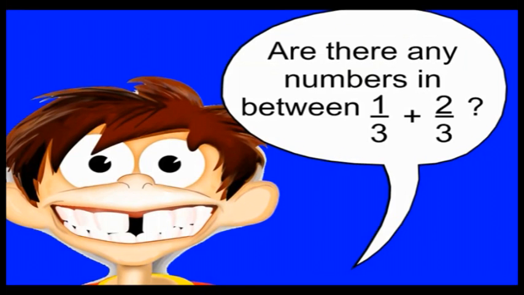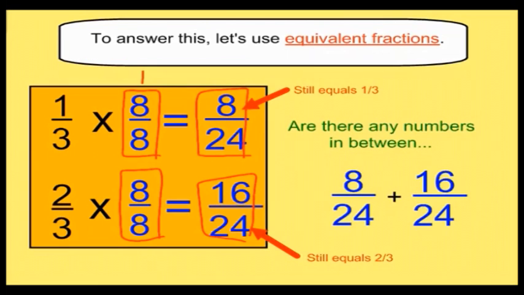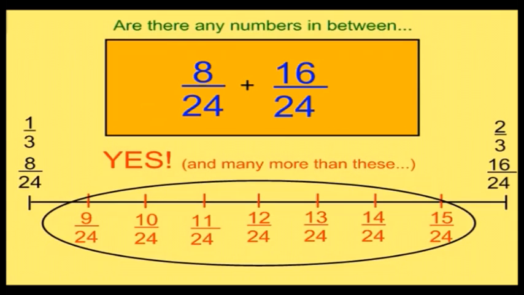So instead of asking you, are there any numbers between 1/3 and 2/3, I asked you, are there any numbers between 8/24, which is the same as 1/3, and 16/24, which is the same as 2/3? You'd say, oh, well, sure, yeah, there are quite a few things between 8/24 and 16/24. And there's actually a lot more than that as well. But you can use equivalent fractions, they can help you in so many different ways when you're working with fractions.